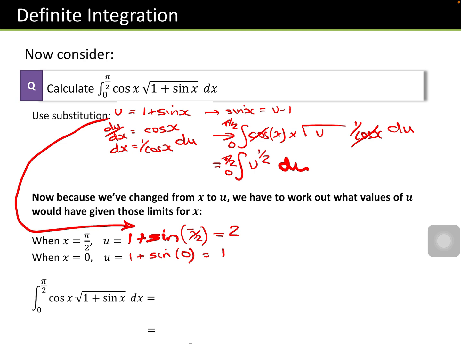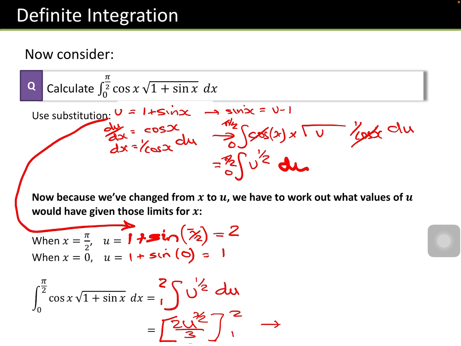So what will end up happening is, the integral I actually have is the integral between the limits of, well, originally it was pi over 2, so it's now 2. Then it was 0 on the bottom, so it's now 1, of u to the half du. Okay. Go back to our square brackets, so it's going to end up being u to the 3 over 2 over 3 over 2, which goes to 2u to the 3 over 2 over 3, between 2 and 1.